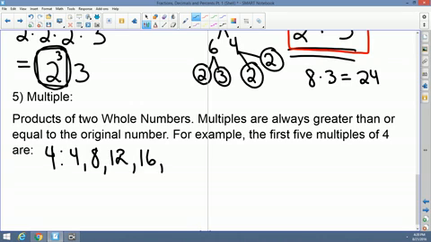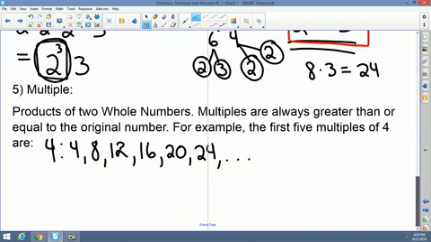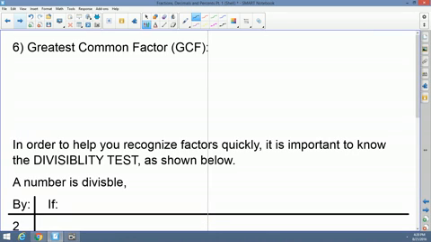Actually, I said 5, so 4 times 5 is 20. Let's do another one. 4 times 6 is 24. You keep going on forever, okay? So if you want to find the multiples of any particular number, take that number and multiply with all of the natural numbers, starting with 1. Okay? That's what a multiple is. Multiples are pretty useful, pretty powerful. So please make sure you understand that.